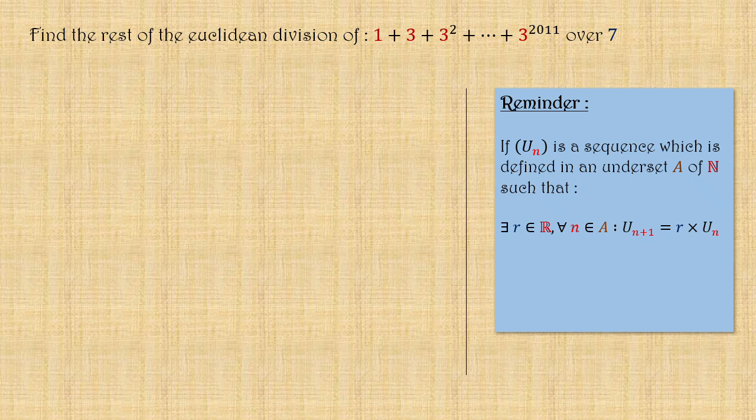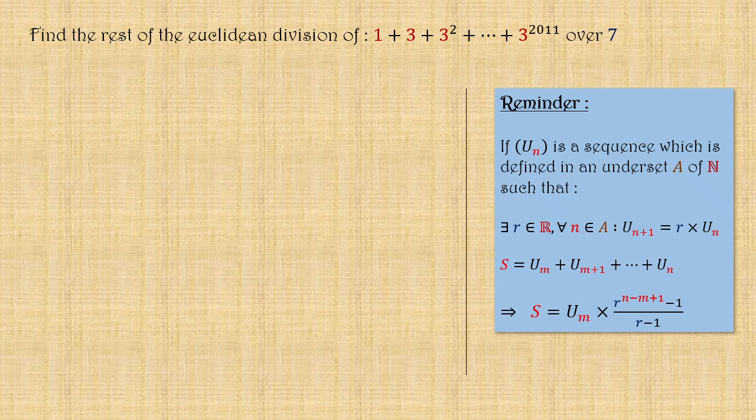Then the sequence un is called a geometric sequence of reason r, and any sum of its terms such as um plus 1 plus so on until un would be equal to the product of the first term, which is multiplied by r to the power of n minus m plus 1, which represents the number of the terms in this sum, minus 1, all over r minus 1.